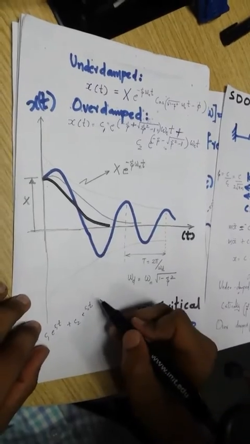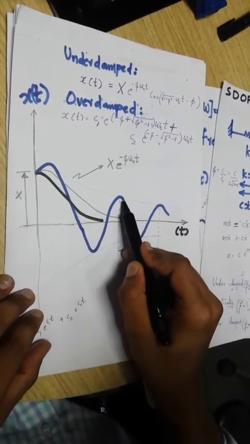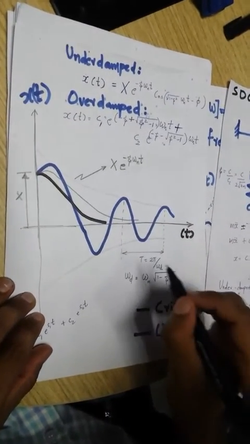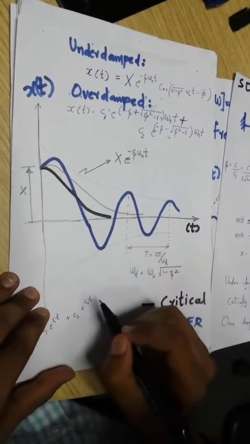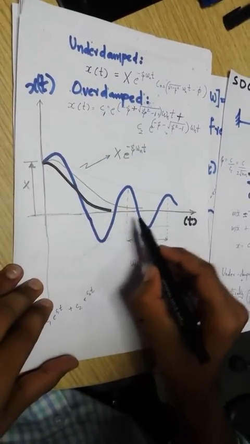There are a few things we need to understand. See, the amplitude is exponentially decreasing because there is damping in the system. In undamped cases, if you remember, the amplitude was constant. Okay, and moreover, there is some periodicity in the motion.